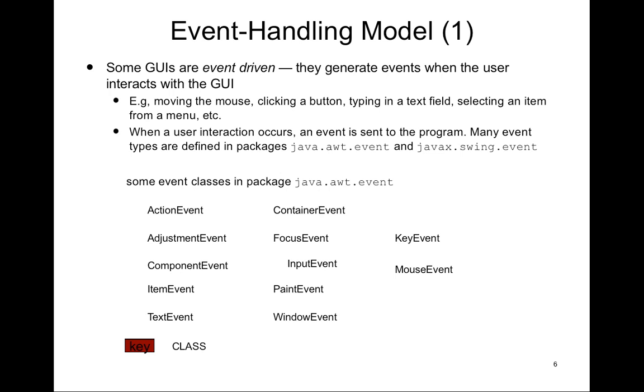Some event classes are in the package AWT event. Here are the ones that are in AWT event. We've got action event, container event, focus event, key event, mouse event. These are just things associated with a key, and also text event, item event.